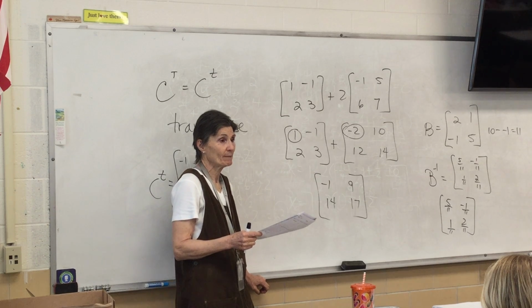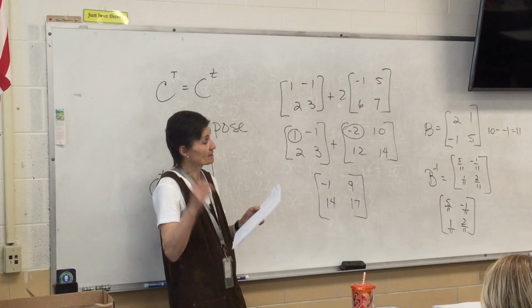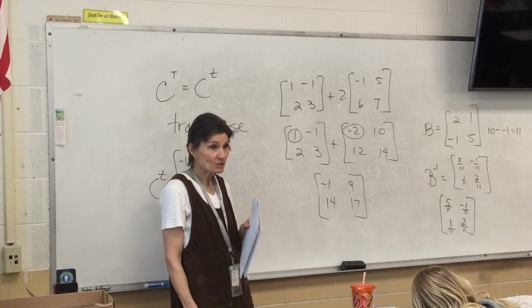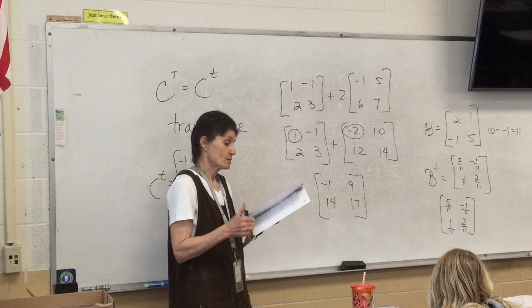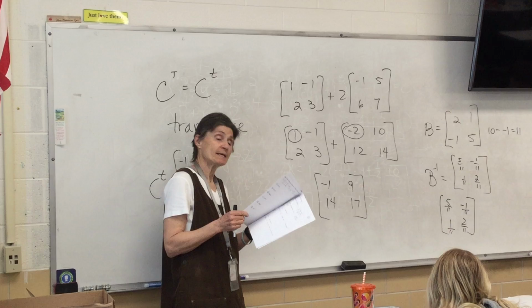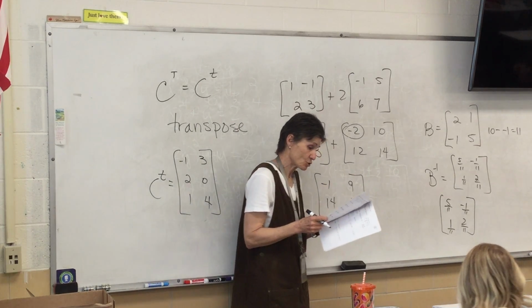Why? Somebody tell me. Why? Ethan? It's not square. You can't do a determinant, hence you can't do an inverse if it's not square. So C would be no answer. E would be no solution too. Which one? E. Yeah, you can't find the determinant of C. It is not square.